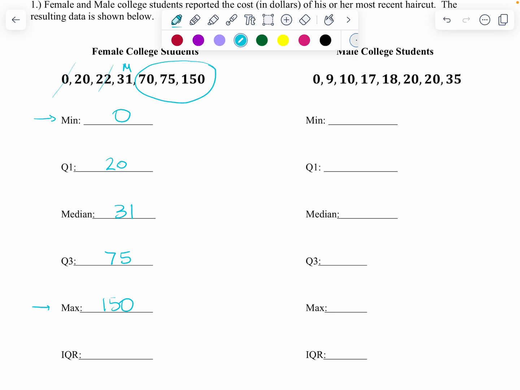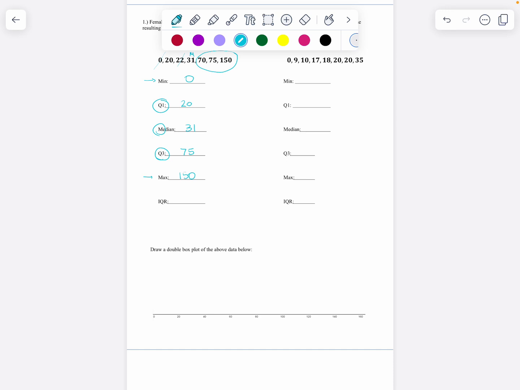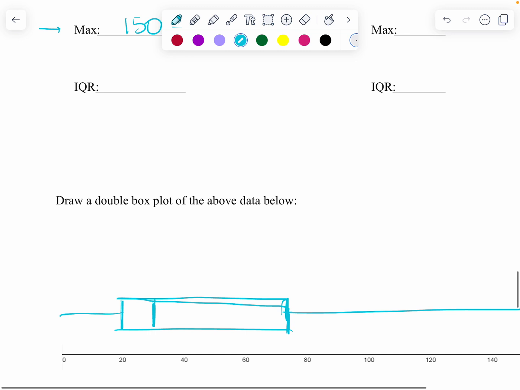And then we can kind of draw our box using Q1, the median, and Q3. So I'm going to mark these things. I always start with the median. And again, I'm just going to have to eyeball it because the tick marks aren't really there. So 31 is probably here. 20 for Q1. 75 is probably like there for Q3. We draw our box. It doesn't have to be perfect. And I'm going to extend the min to 0 with a line and extend the max to 150, which is about there.